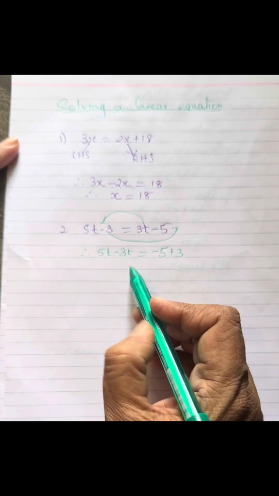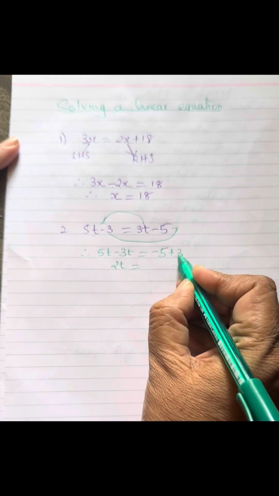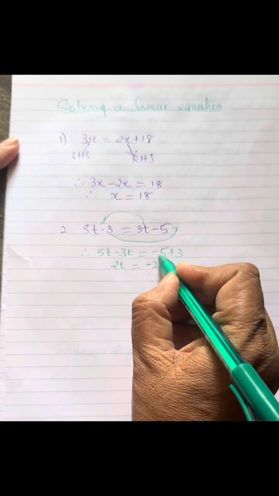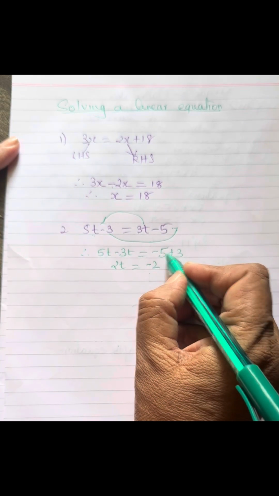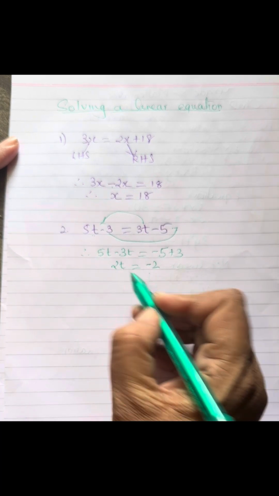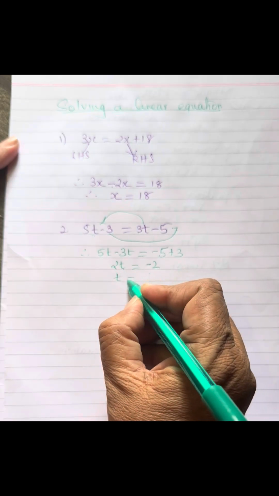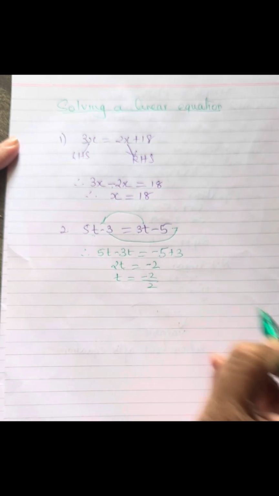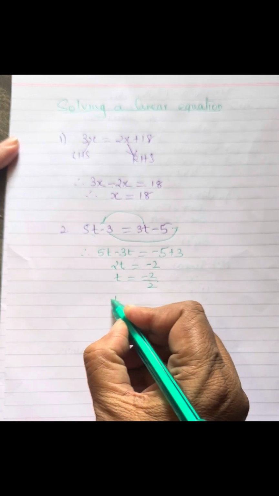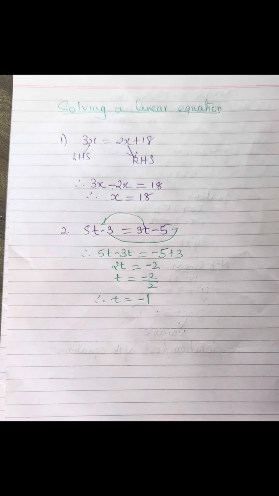So 5t minus 3t. 5 minus 3 is 2, so this becomes 2t. And minus 5 plus 3 is minus 2. Sign of greater and two different numbers means subtraction. So 5 minus 3 is 2 and we put the sign of greater. Now 2t means 2 multiplied by t. So when we take this 2 on the other side, it goes in division. Right? So t is equal to minus 2 upon 2. So 2 upon 2 is 1, but there is minus sign. So the answer will be t is equal to minus 1.